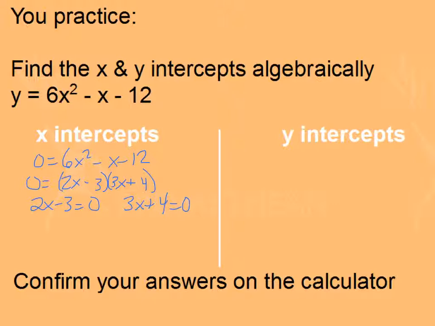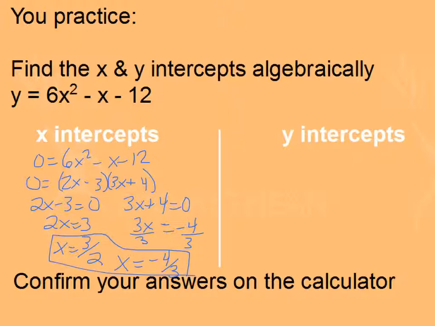So if I add the 3, divide by the 2, I have 3 halves for one of my x-intercepts. And over here I'm going to subtract the 4 and then divide by the 3. So the other x-intercept I have is negative 4/3. So I have two x-intercepts.